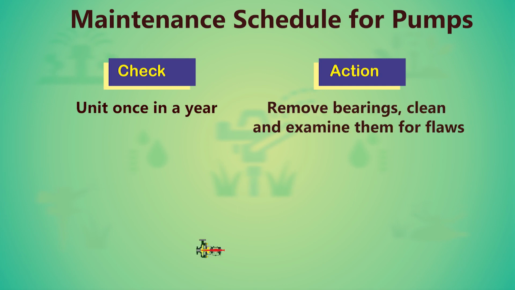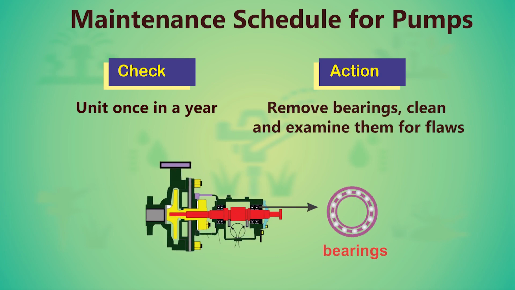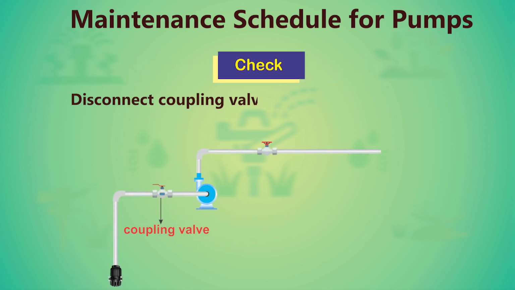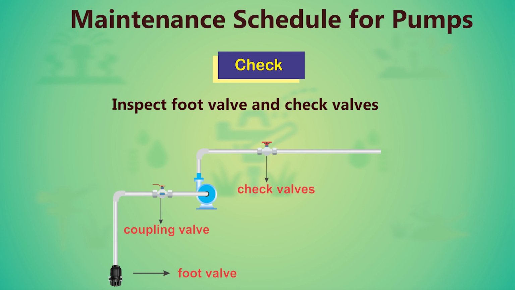What you need to do yearly is thoroughly inspect the unit once a year: remove bearings, clean and examine them for flaws, remove the packing and examine wear and tear in the shaft sleeve or shaft. Disconnect coupling valves and check alignment. Inspect foot valves and check valves.